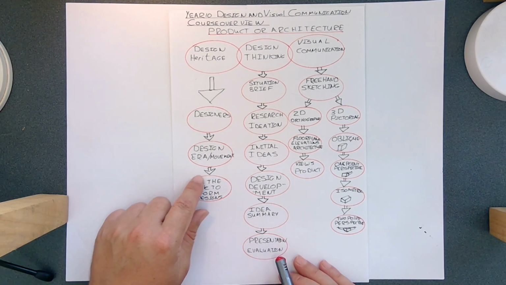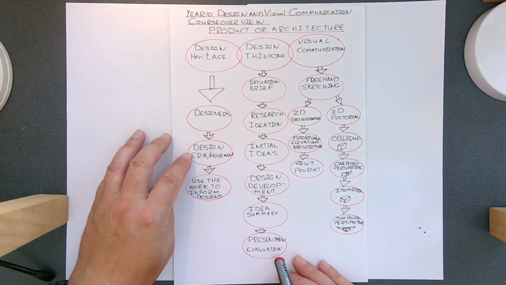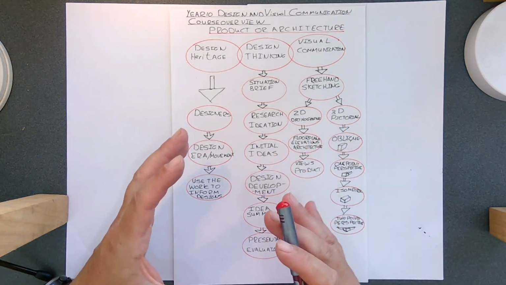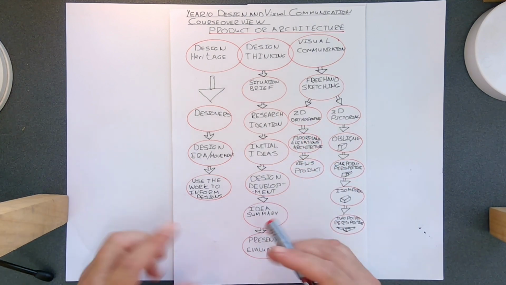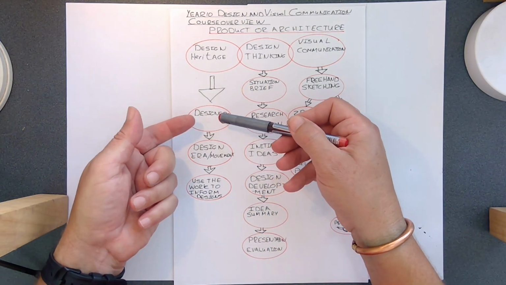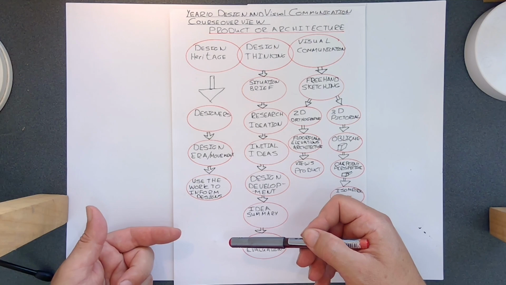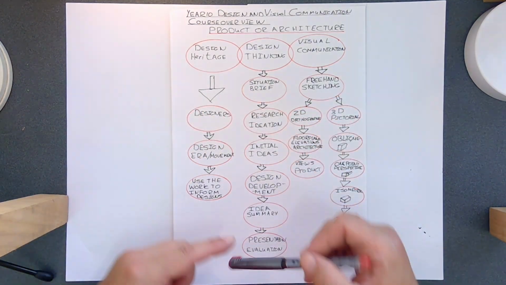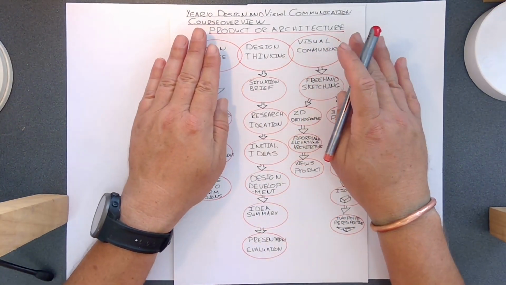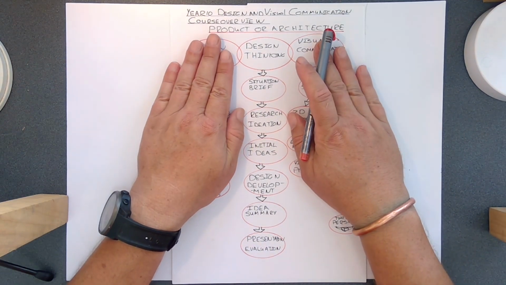So you use the work of these designers or eras to influence or inform your design work. That just means you look at it, you get inspired by it, and you design your own stuff, but being inspired by that. Now, design thinking is also rather important. That's the middle part of this.